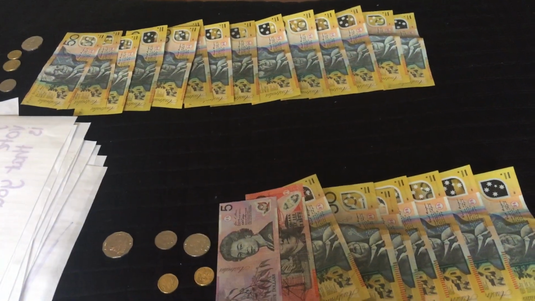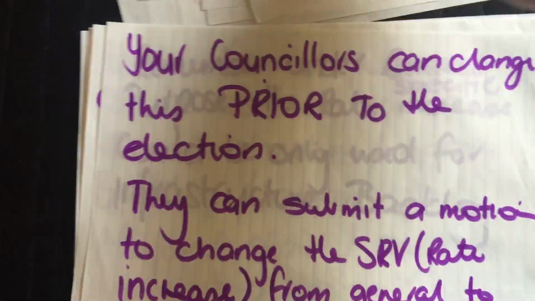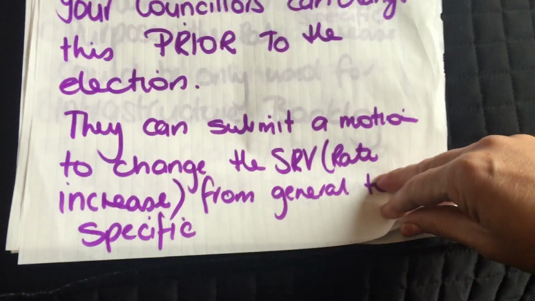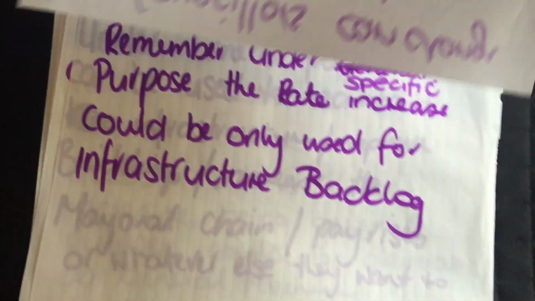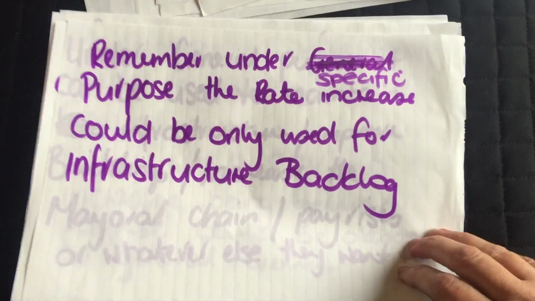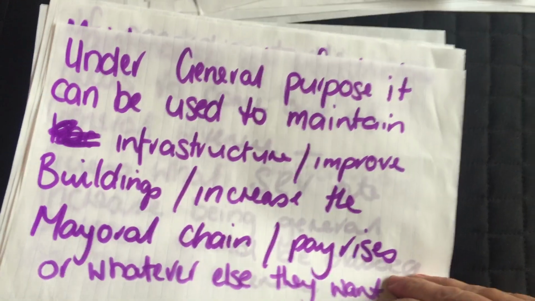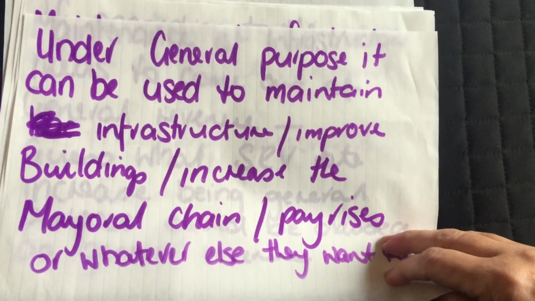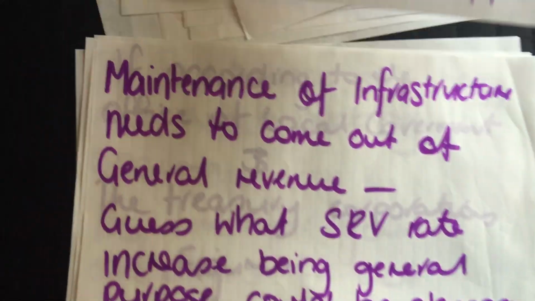This is a huge amount of money to families, and that's what you're being asked to give up with this team. Your councillors can change this prior to the election. They can submit a motion to change the SRV rate increase from general to specific purpose. Remember, under specific purpose, the rate increase could be only used for infrastructure backlogs. Under general purpose, it can be used to maintain infrastructure, improve buildings, increase the mayoral chain, pay rises, or whatever else they want to use it for.